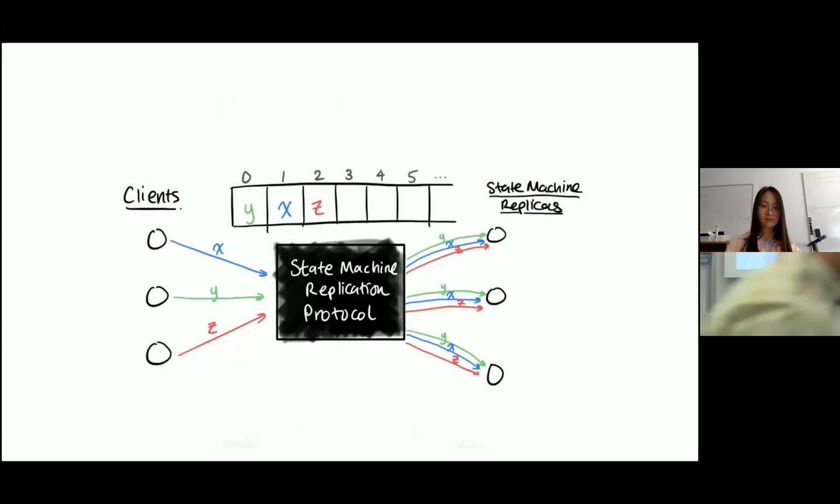Finally, the state machine replica is going to execute these commands in log order. So every replica is going to execute, in this example, y, then x, then z. Because every replica starts in the same state and executes the exact same commands in the exact same order, every replica is always in sync.